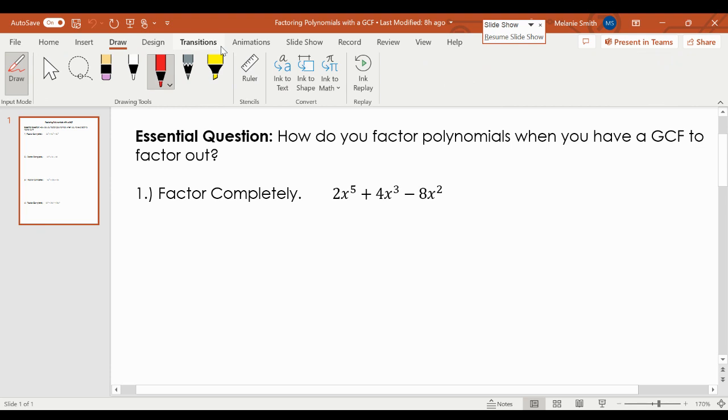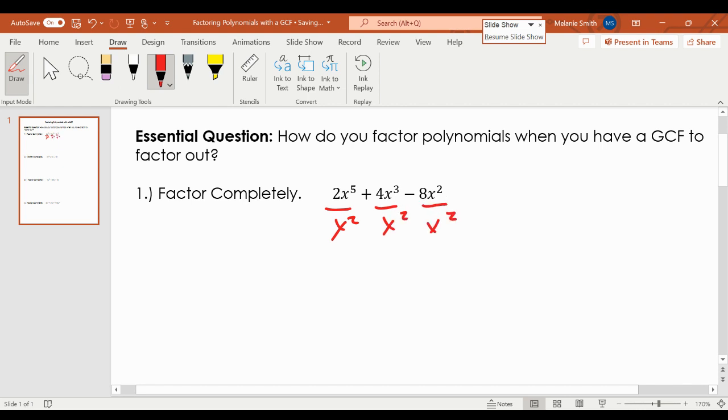So what is the biggest thing that I can factor out of all of the terms in this polynomial? I've mentioned to you before that if every term has a variable, you can factor out the one with the smallest exponent. So I can take x squared and factor it out of all three of these terms.